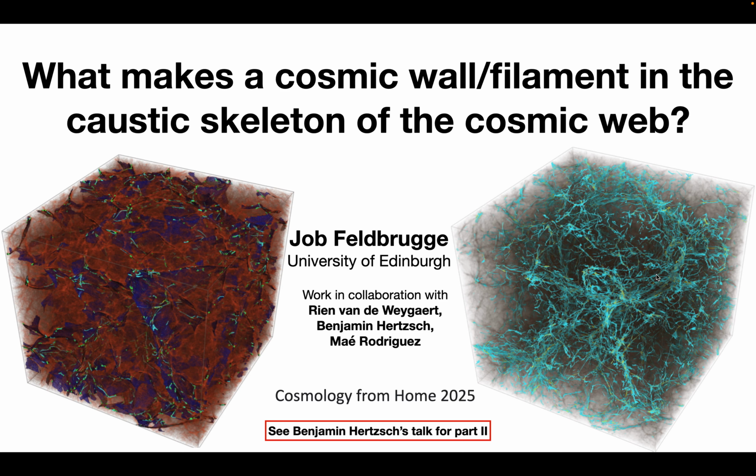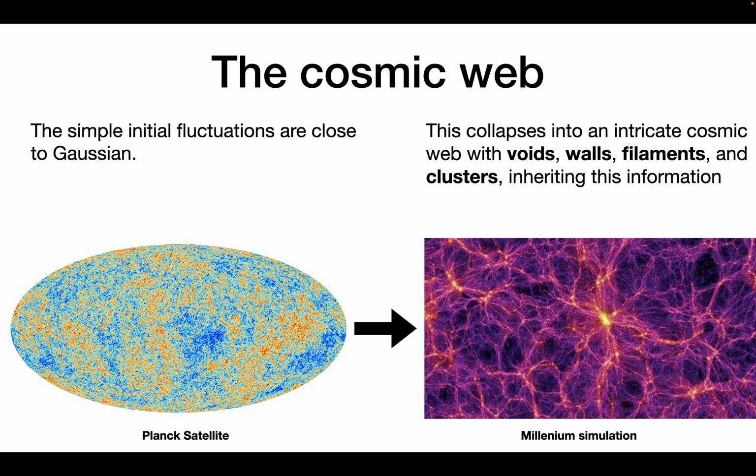Talking about walls and filaments in the cosmic web. This talk will be the first out of two, so if you find the mathematical treatment of the cosmic web here interesting, please also attend Benjamin Hertzsch's talk, which will be part 2, and he will explain how this is actually implemented in our universe. The cosmic web is a geometric structure consisting of voids, walls, clusters and filaments, which form from very small Gaussian initial conditions.